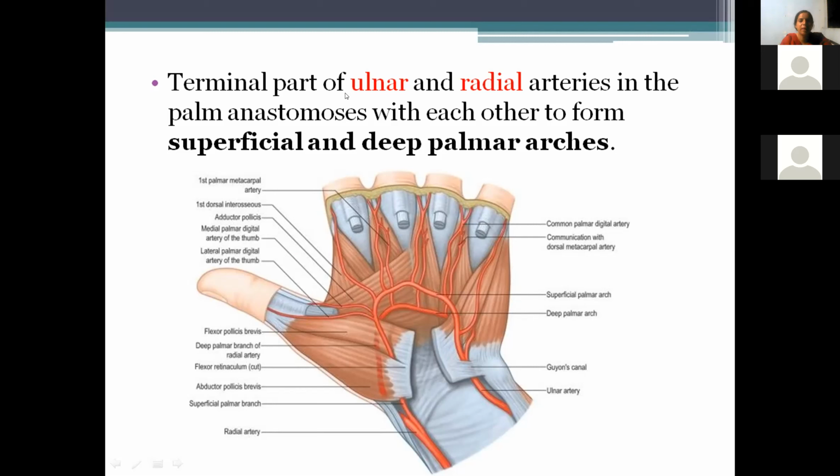Okay. So the terminal parts of the radial and ulnar arteries in the palm anastomose with each other to form these arches. The distal one is the superficial palmar arch and the proximal one is the deep palmar arch. Okay. Proximal is near to the body and distal is away from the body.